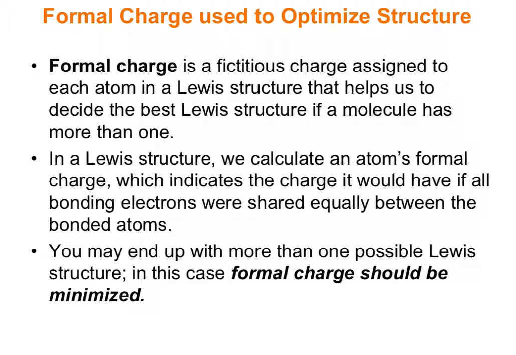There are some situations in which you will be able to come up with more than one Lewis structure that meets the requirements, that uses the right number of electrons, and all of the atoms have a full outer shell, and you've got to choose between 2 or more different Lewis structures. What do we do then?